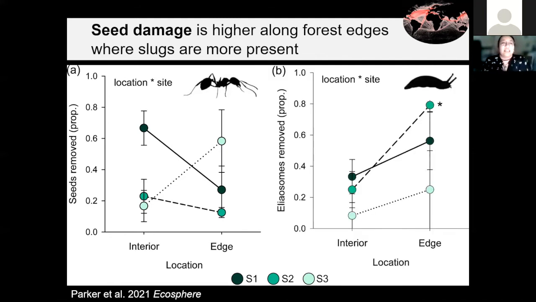The interesting thing though, is that when we look at elaiosome removal, or the lipid fatty appendage removal by slugs across all the sites, it was higher along the edge. This was attributed to higher abundances of slugs as well.